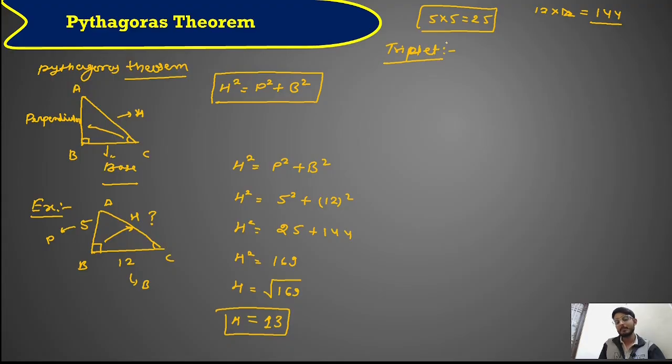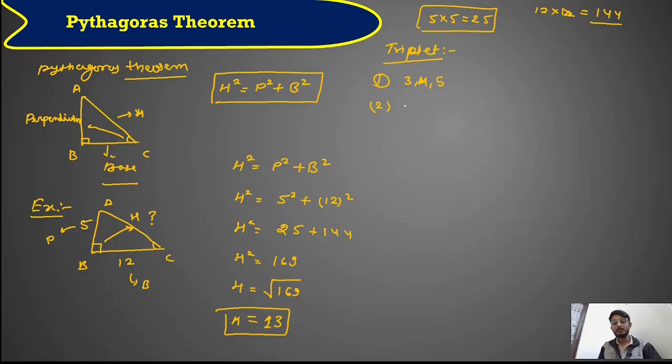For example, in optional questions where options A, B, C are given, that means MCQ questions, you have very little time, and at that time you can use the triplet and find the value of H when P and B are given, or the value of P when H and B are given. You have to learn this triplet 3, 4, 5. It means 3 is base, 4 is perpendicular, then 5 is hypotenuse. Or you can also say that 4 is base, 3 is perpendicular, then 5 is hypotenuse. It means the bigger number will always be the hypotenuse.